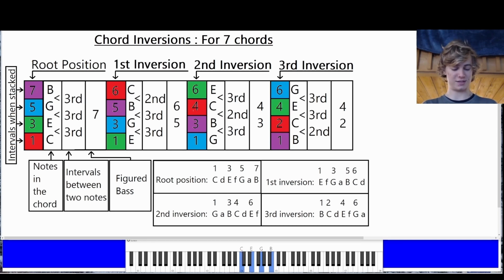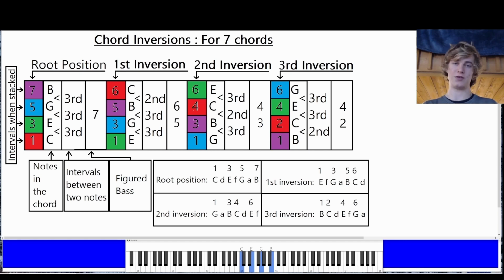Now if I want to build a second inversion from here, I'm going to take my first two notes, my 1 and my 3, and put that on top of the chord. So now instead of C, E, G, B, now I have G, B, C, E. And instead of, like in my root position, having a 1, 3, 5, and 7, now I have a 1, 3, 4, and 6. Back to the root position 7th chord.